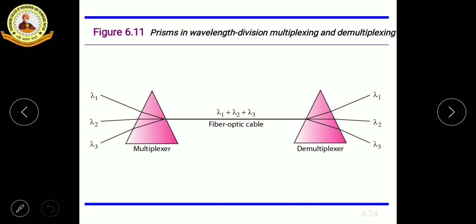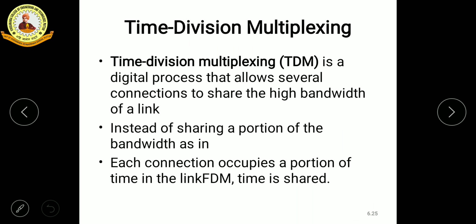So the points to be noted here are the multiplexing and demultiplexing process, that is its working principle. The question may be asked as, explain wavelength division multiplexing and its working principle. So whatever I have discussed in this video, you have to write it in your answer. So this is all about wavelength division multiplexing.